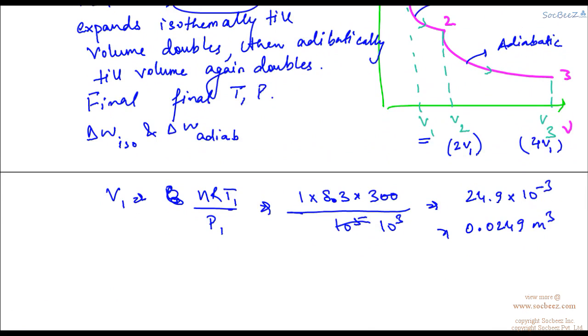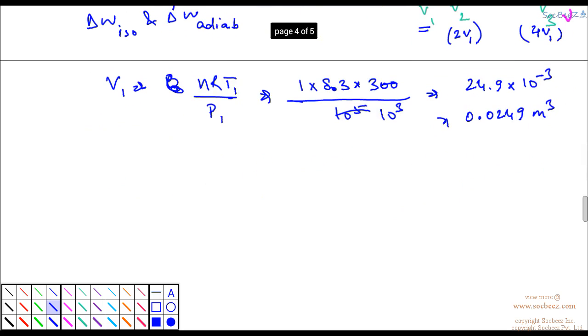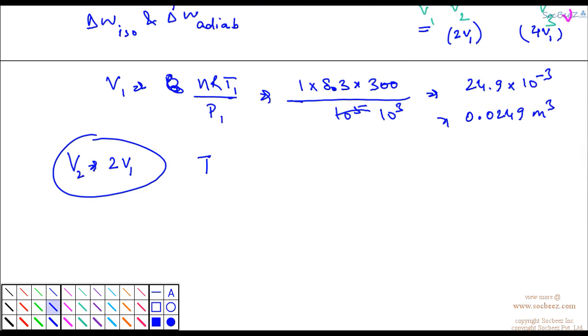Now what we are required to find is the work for the isothermal process, work for the adiabatic process, the final temperature as well as final pressure. So let's try to find the states at the second point. V2 has just doubled V1, that we know, and T1 equals T2, because 1 to 2 is isothermal.